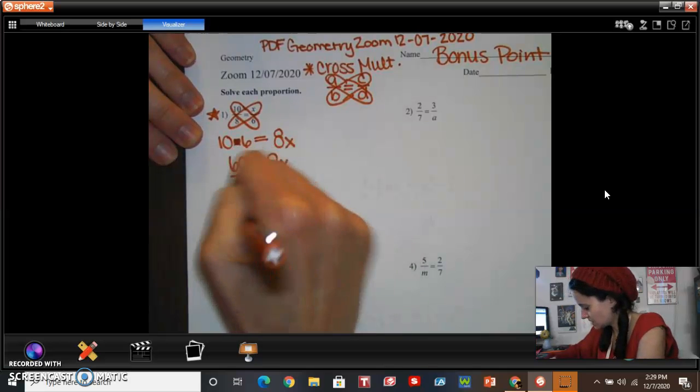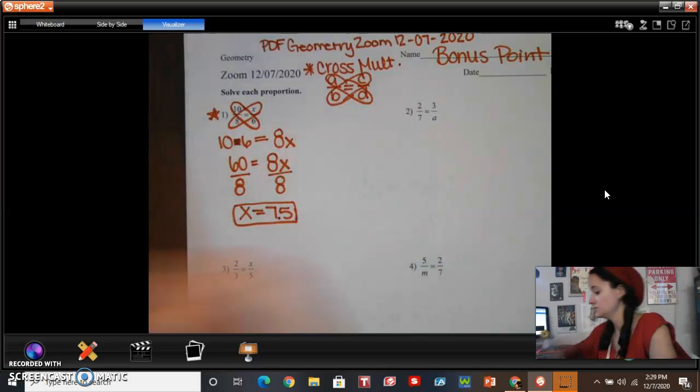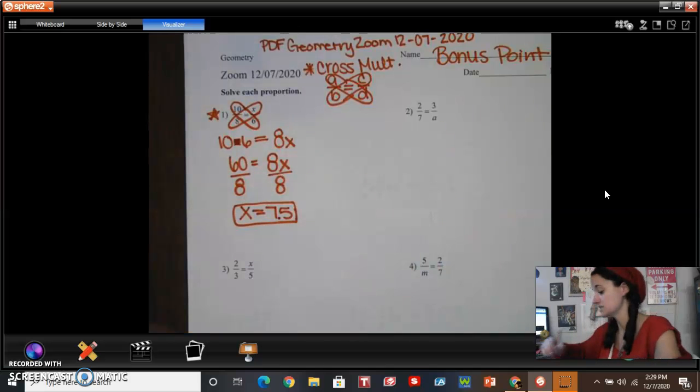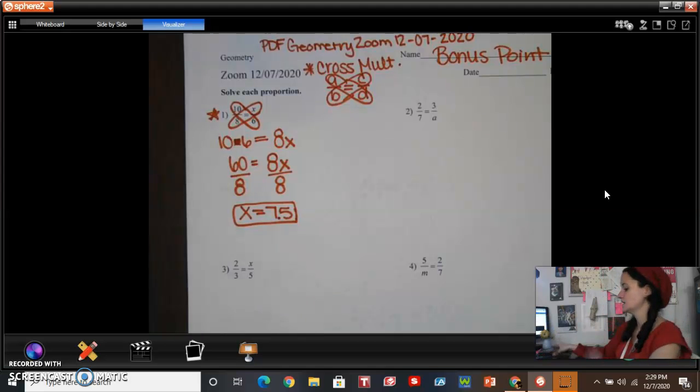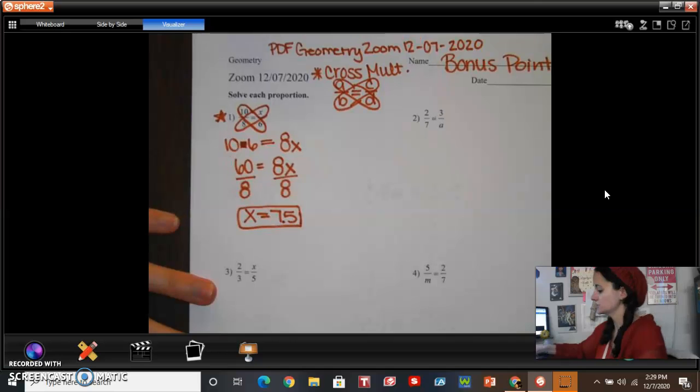Now let's say you were typing this in. You can say just 7.5 in your answer. You could say x equals 7.5. They should both be accepted. I have written in 4 different ways you could type that into the system to be able to count it as correct.